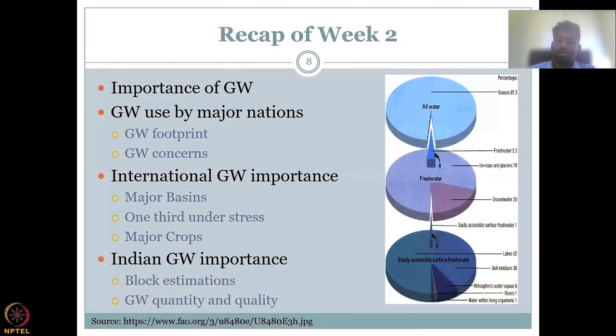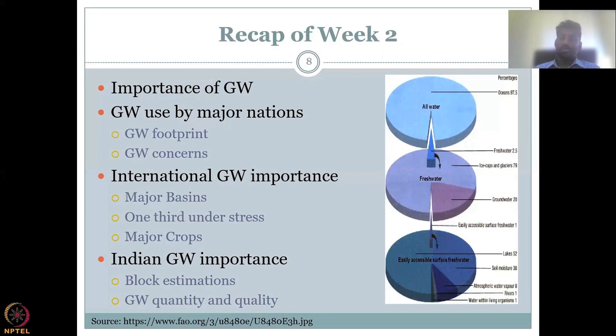Then we focused on the importance of Indian groundwater. Why India? Yes, this course is conducted in India, but more importantly, India is the largest groundwater extractor, at around 262 to 265 cubic kilometers per year. And this is much bigger than the second-ranked nation, the US, and China even put together. So we have to start reassessing the importance of groundwater in India and also understand the physical processes that drive groundwater recharge so that we can manage it properly.